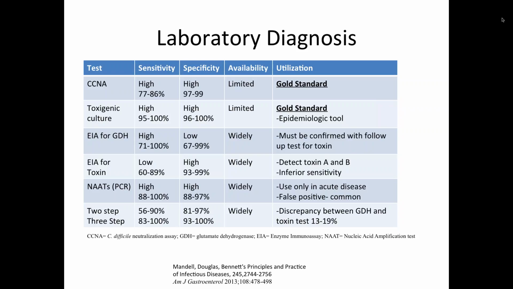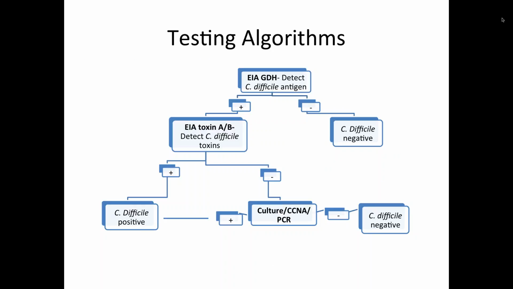Then you have 2-step and 3-step algorithms used as well, which are fairly available, and when you use them appropriately, they can be sensitive and specific. Now, obviously, the advantage of the PCR test in most places is turnaround time. I think most hospitals that have gone away from using toxin antigen tests, if you wanted to do those would probably be send-outs, and so you would be limited somewhat in rapid diagnostics.